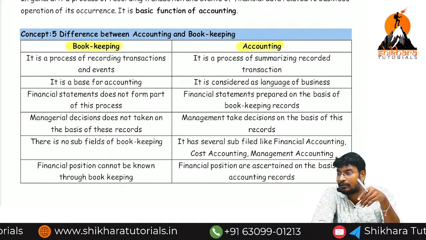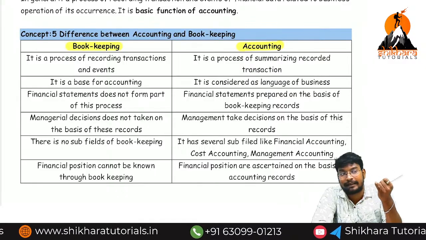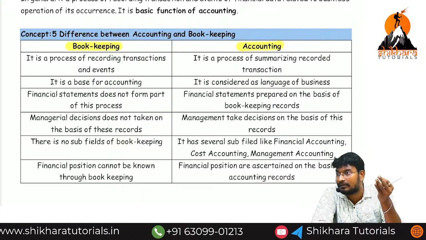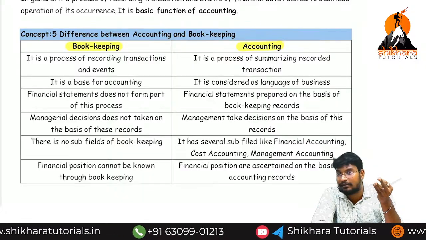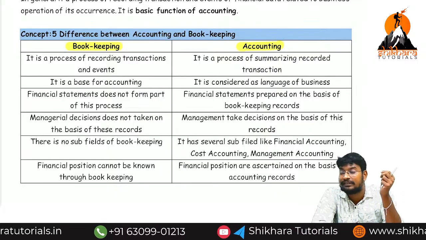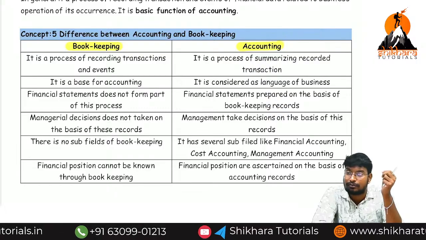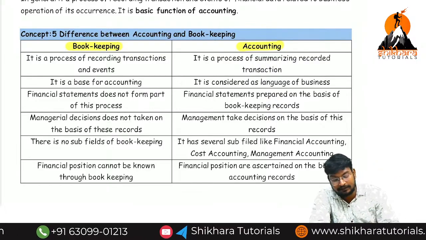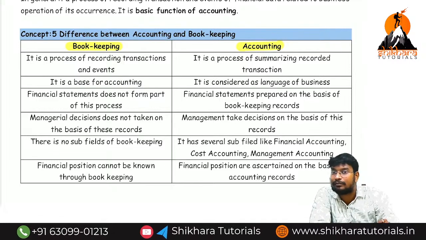These two are called books. After that, trial balance. Next one, what? Final accounts. These two are called statements. Final accounts is a statement. Trial balance is also a statement. But when it comes to journal and ledger, those two are called what? Statements or books? Books. For that reason, both the journal and ledger are called bookkeeping.